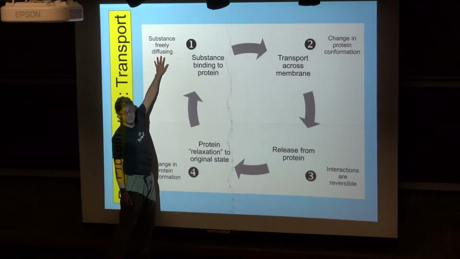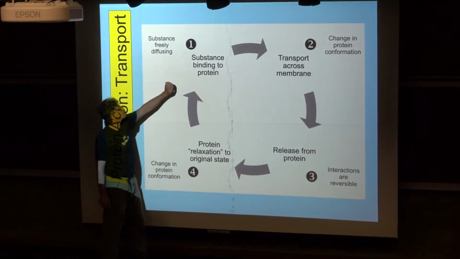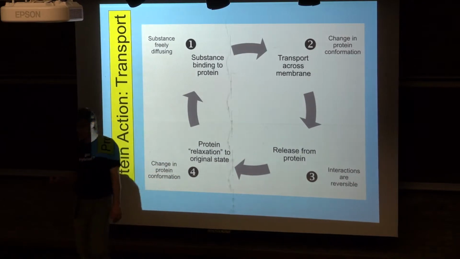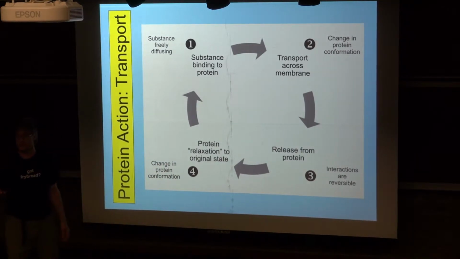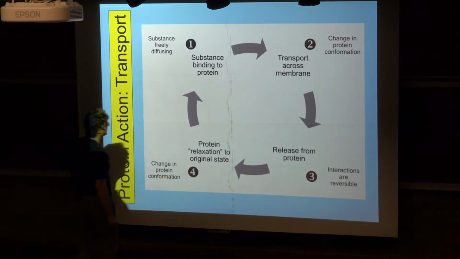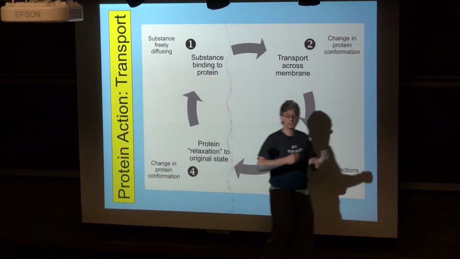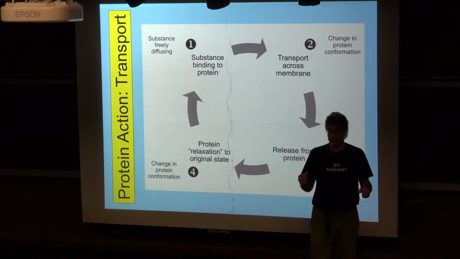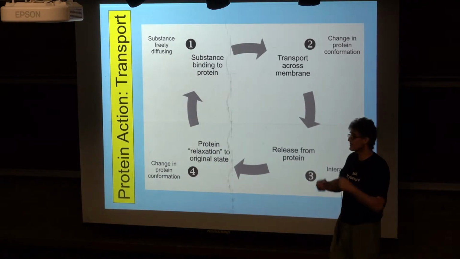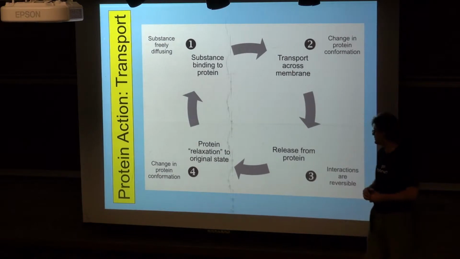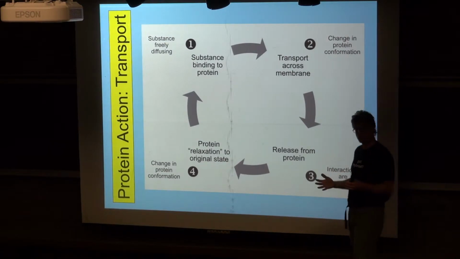You'll have some substance that's freely diffusing about, and that substance will bind at a specific location in the protein. In an enzyme, this would be called an active site. And then once binding has occurred, that stimulates the protein to change its shape. Remember, these are machines. They have a stiffness to them. They have defined structures associated with them. They're also somewhat fluid at the same time.